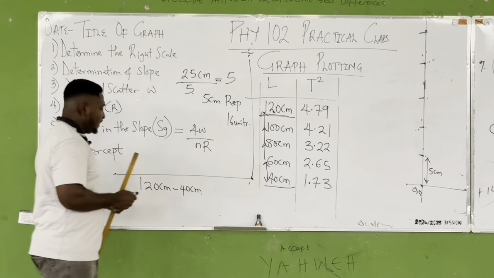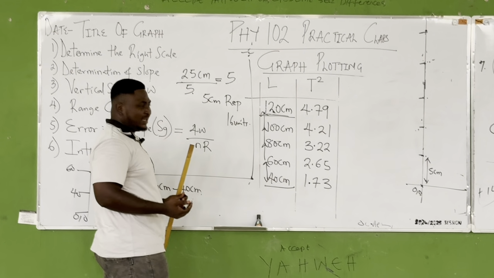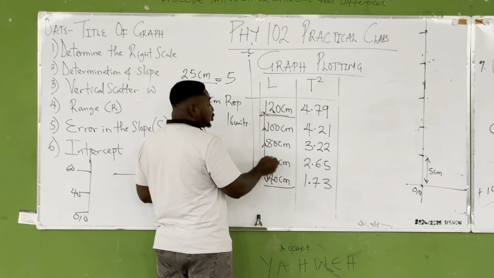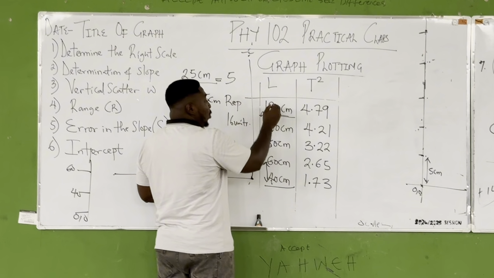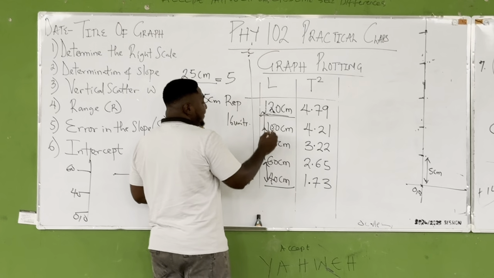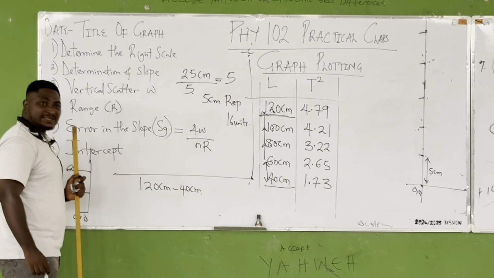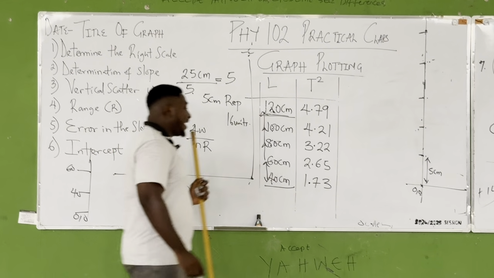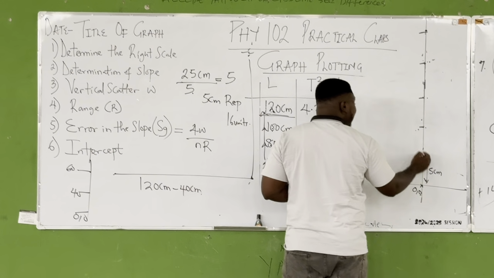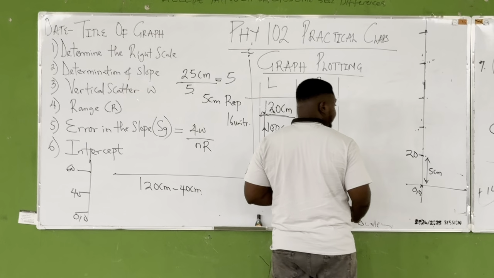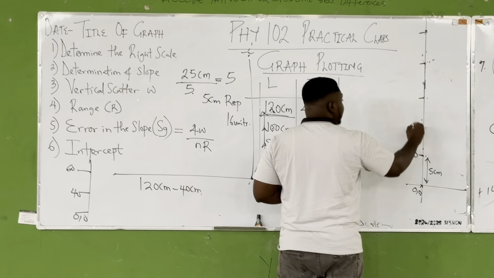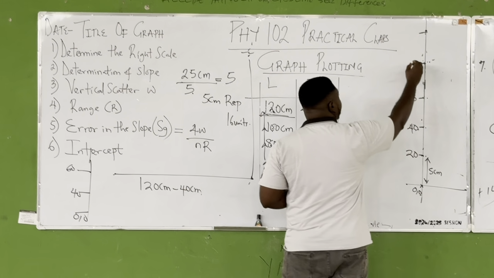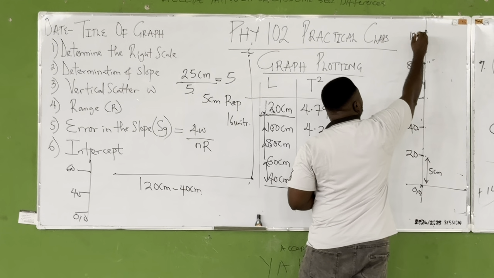We can easily say let 5 centimeters represent 20 units. Do you know why? Because the distance between our two points is 20 each. 120 minus 100 is 20. 100 minus 80 is 20. 80 minus 60 is what? 60 minus 40 is 20. So we're now going to say for every 5 centimeters we have 20 units. So this is 20, this is 40, this is 60, this is 80 and this is 100.